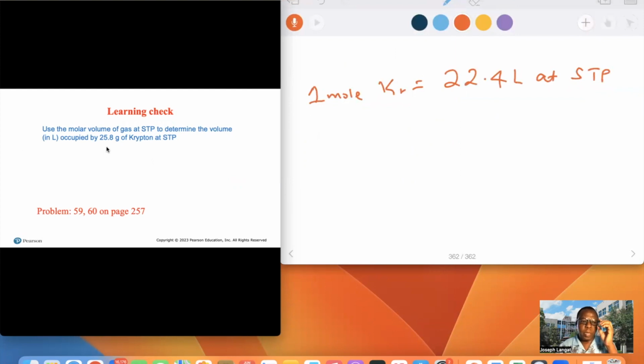But in the amount given here, we don't have exactly 1 mole. It will be a different amount of moles of krypton. So how are you going to find this? The solution is to start with the given 25.8 grams of krypton and use the molar mass, the atomic mass of krypton, which you can get from the periodic table.